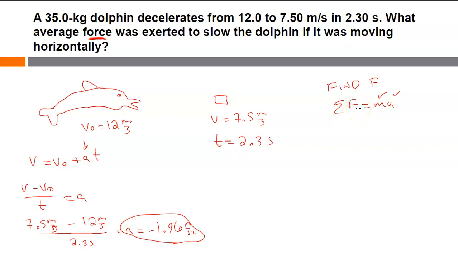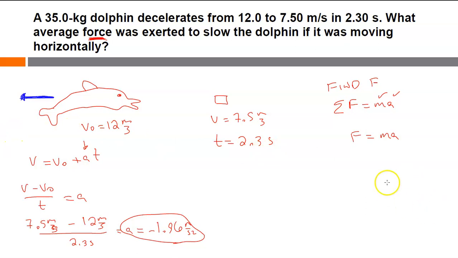In fact, there's only one force here. I don't know what the dolphin does to slow down. Water resistance would be one explanation, but maybe he's got a way he wiggles or something to do that. If there's only one force and I'm looking for it, I could just go down to this and kind of forget about the sum of the forces. That force that the water exerts on the dolphin is this way. It's slowing him down like that.